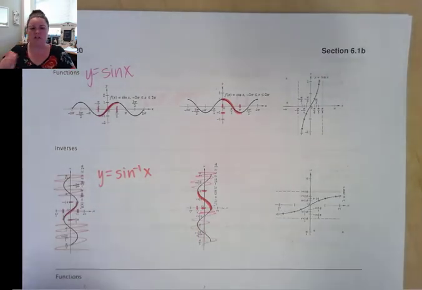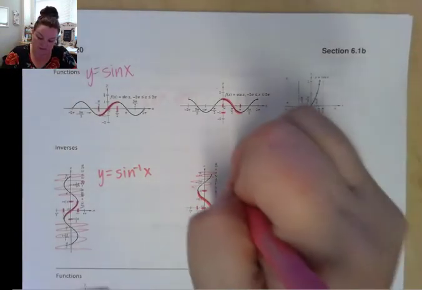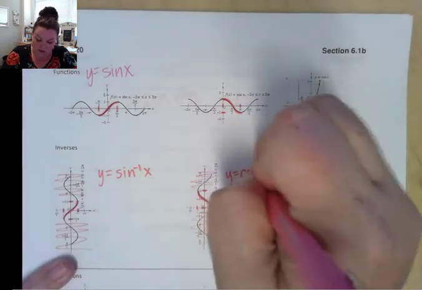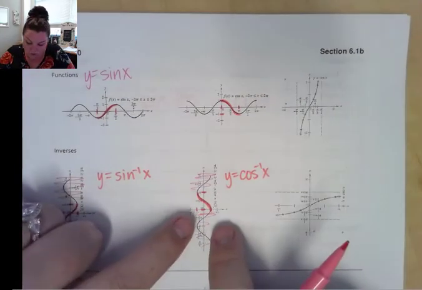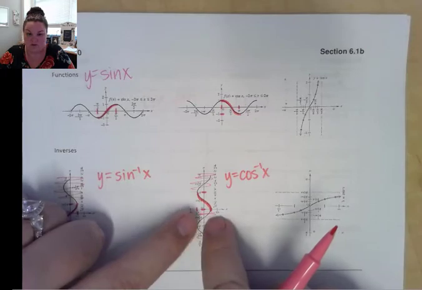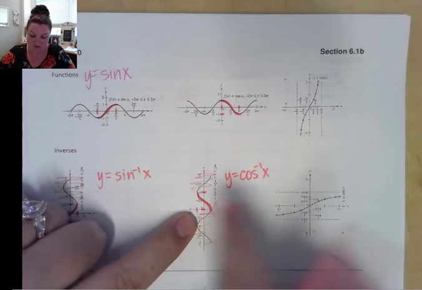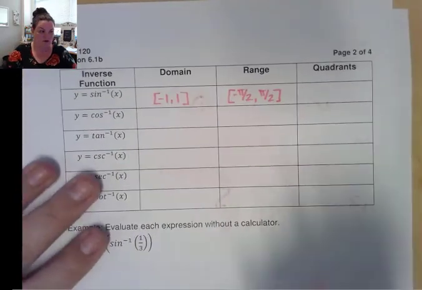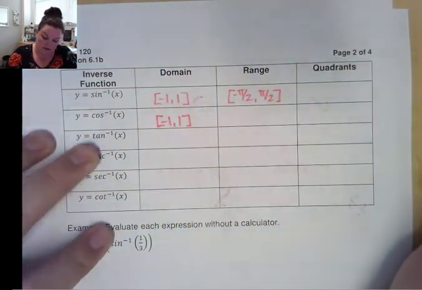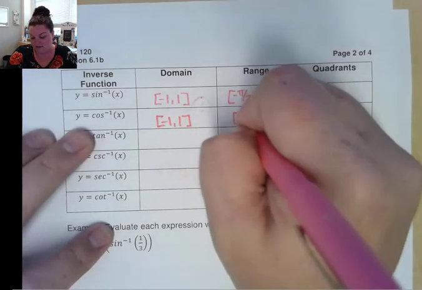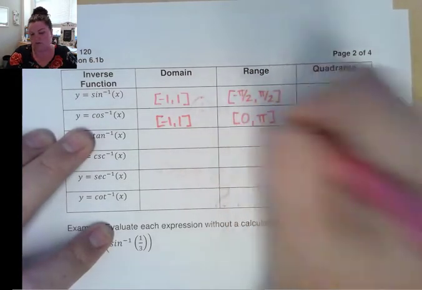Okay, so this is just really quickly going over what we did in the last video where we flipped the paper over. Let's go ahead and fill in our cosine inverse values. Our domain is negative 1 to 1, and our range is 0 up to pi. So on the next page, we're going to fill in our domain value as negative 1 to 1, and our range value as 0 to pi.